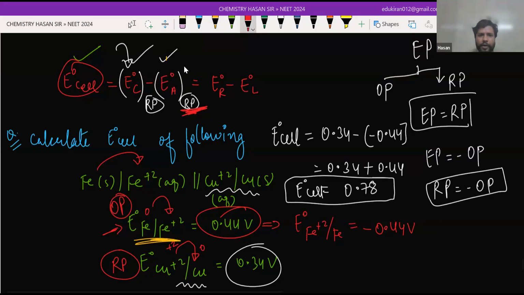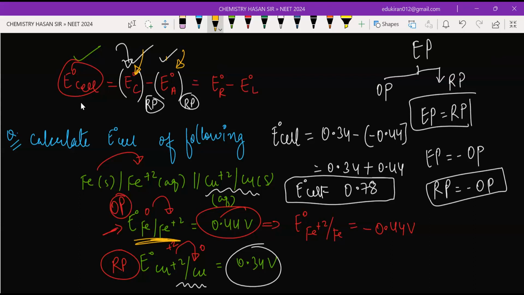Pia, the answer that you had given is wrong, right? Yes, sir. I did 0.34 minus 0.44. I'm trying to explain that whether it is at anode or cathode, you are going to put the value of reduction potential. Understood? Yes, sir. Let me know when you change it.